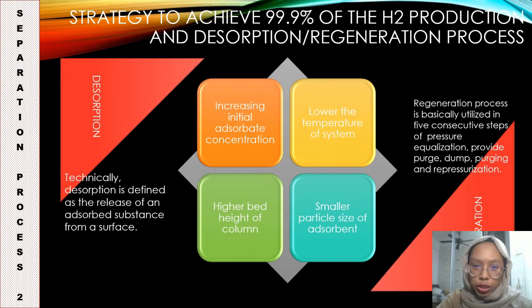The strategy to achieve the 99% hydrogen production is by increasing the initial adsorbate concentration, lowering the system temperature, using a higher bed height of column, and also a smaller particle size of adsorbent. For the desorption and regeneration processes, the definitions and the explanations have been included and provided in the slides.